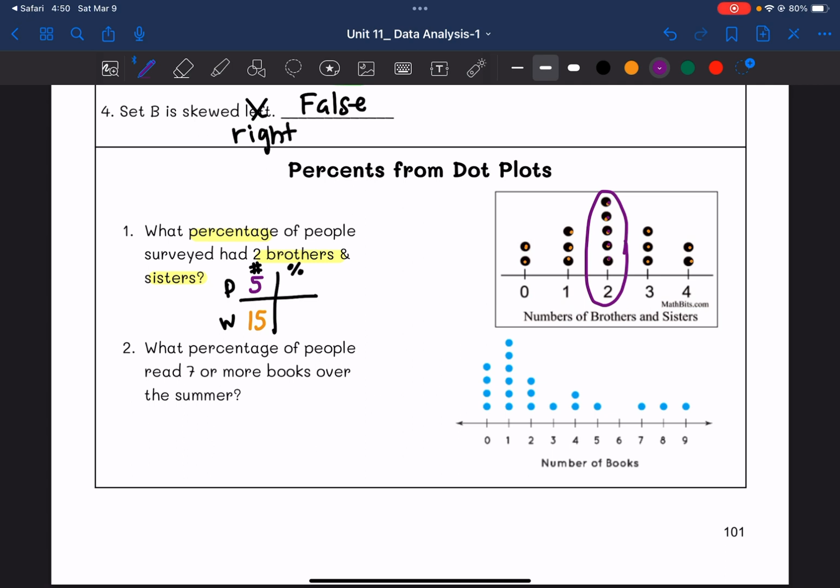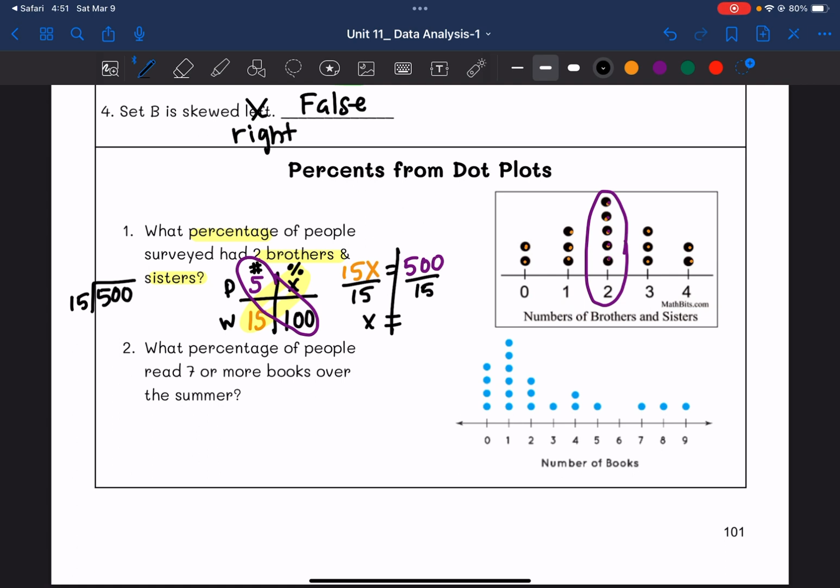Now I'm trying to find percent, so x goes right here on the percent, which is the part, and then 100 goes in the whole. Now what we would do is cross multiply. So that would be 15x equals 5 times 100, which would be 500. Now all I have to do is divide by 15 to get x by itself. So 500 divided by 15.